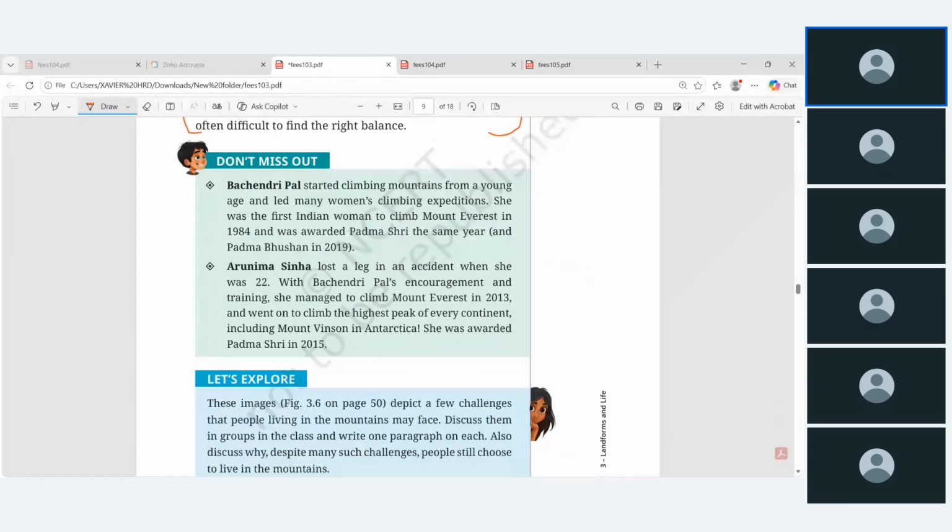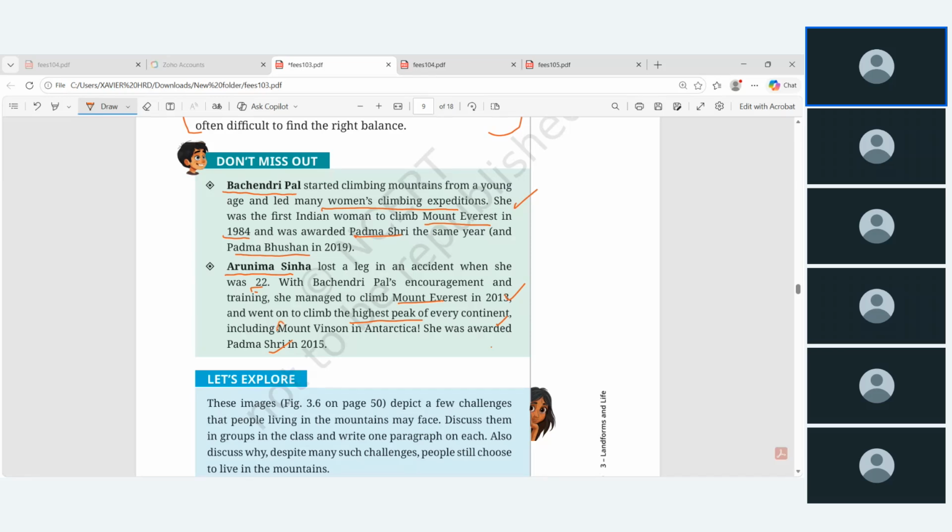Some general knowledge here. Bachendri Pal, you must have heard, is the woman who climbed Mount Everest in 1984, and she was awarded the Padma Shri, and the same year the Padma Bhushan also. Following her, Arunima Sinha, who lost her leg in an accident at the age of 22, with the help of Bachendri Pal managed to climb Mount Everest. She went to almost all the highest peaks in every continent, including Mount Vinson in Antarctica, and was also awarded the Padma Shri.